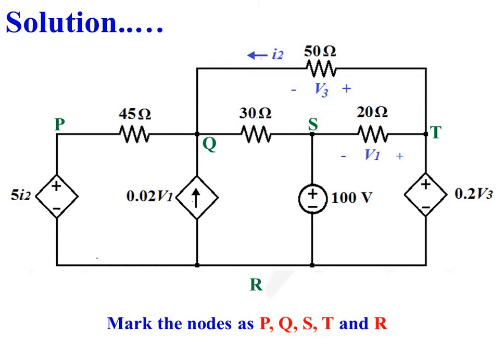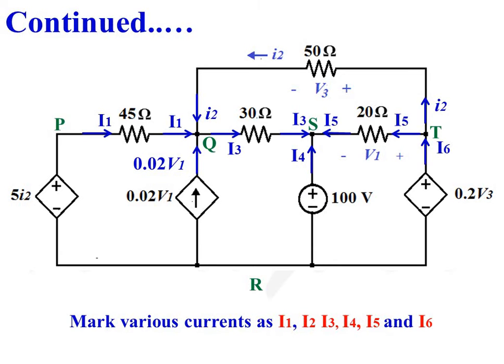First step is to mark the nodes as P, Q, S, T and R as the reference node. Mark various currents associated with the nodes as I1, I2, I3, I4, I5 and I6.